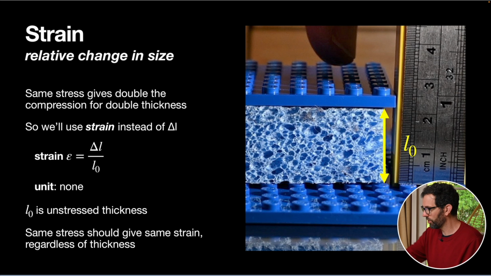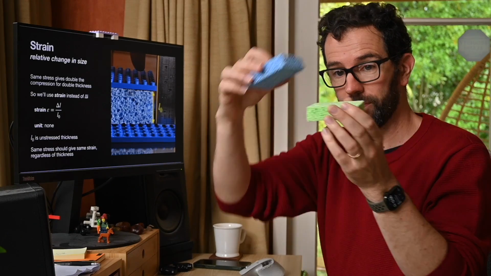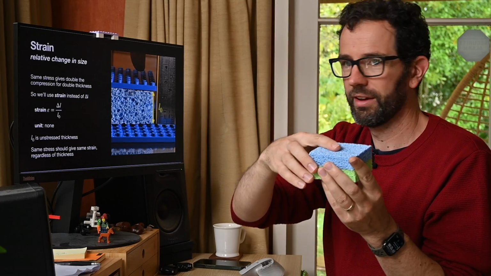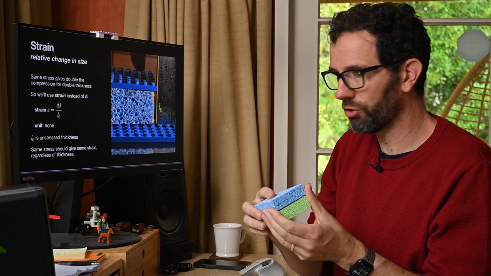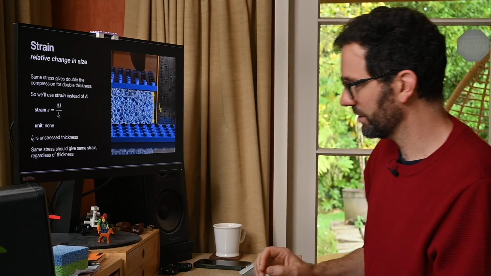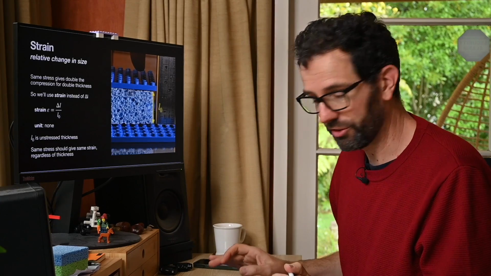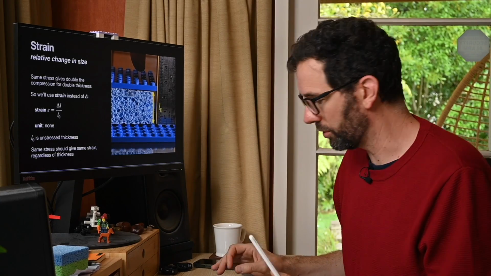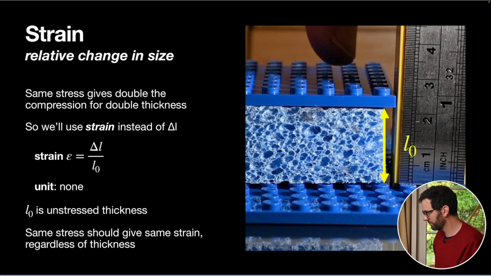is that no matter what dimensions your sponges are, whether it's this one, or a whole stack of them, then the same stress ought to give the same strain. Okay, so let's see what happens if we take the same graph we did before and instead look at stress versus strain for both experiments.